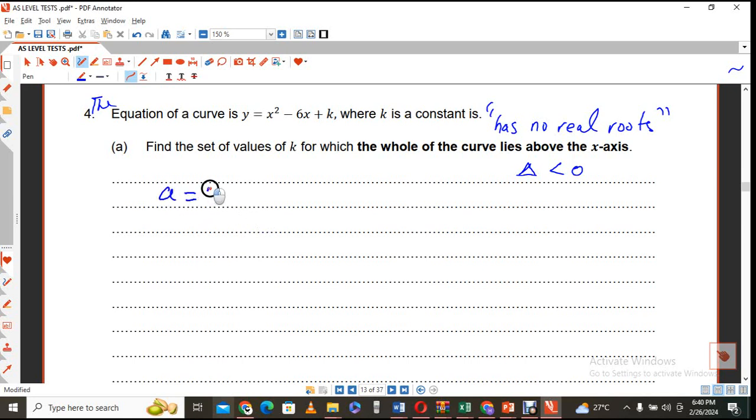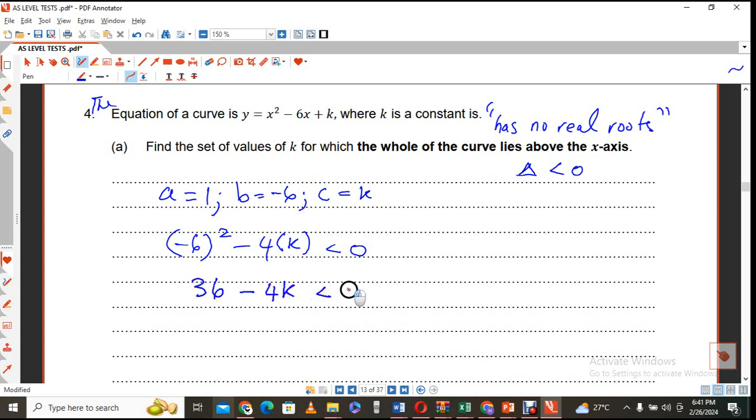Okay, right. So what is our value of a? a is 1. Our value of b is -6. And our value of c, of course, is k. So that means we have -6 all squared minus 4 times 1 times c, which is k. This should be less than 0. So it's 36 minus 4k is less than 0.